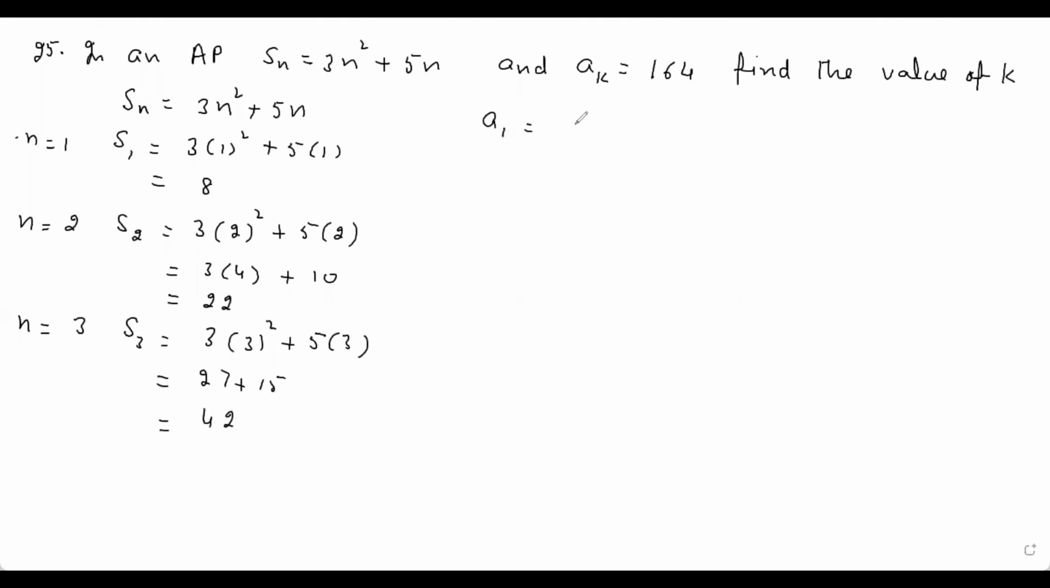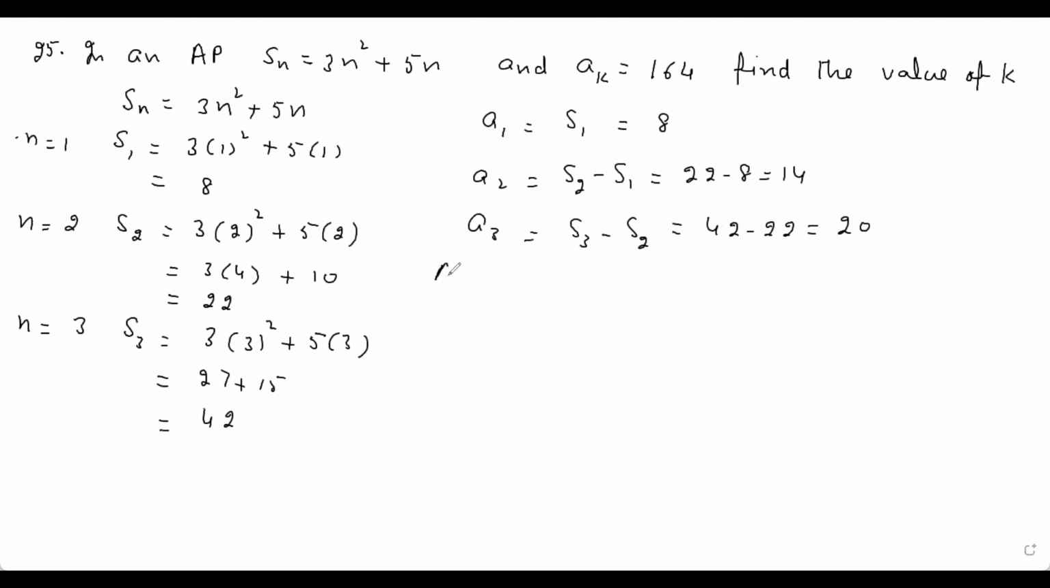Now A1 is equal to S1 is equal to 8. A2 is equal to S2 minus S1. This is equal to 22 minus 8 is equal to 14. A3 is equal to S3 minus S2 is equal to 42 minus 22, that is equal to 20. So AP is 8, 14, 20 onward. Now here A is equal to 8, D is equal to 14 minus 8, that is equal to 6. Now AK is given 164.